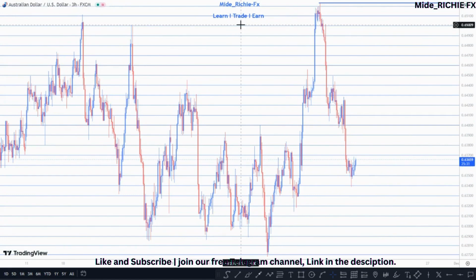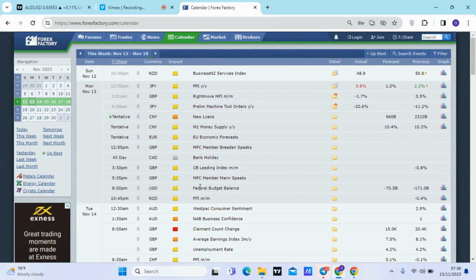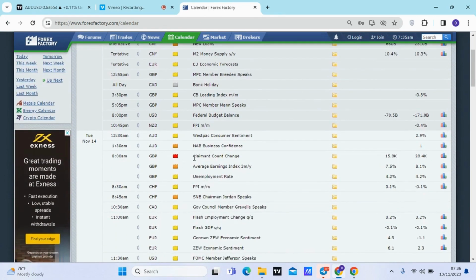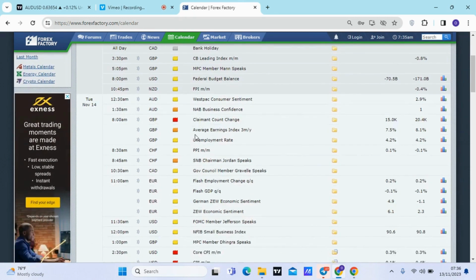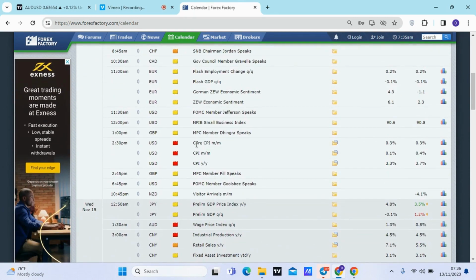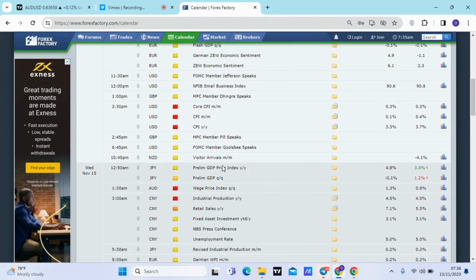So now let's see the fundamentals that we have for the week. On Forex Factory, we actually have climate change, which is basically a high impact news on the 14th of November. I think that is tomorrow, right? We have another red folder news on USD, which is basically the CPI, core CPI m/m, CPI m/m, and CPI y/y. That's a red folder news with very high impact in the forex market, so you guys should just stay guided.